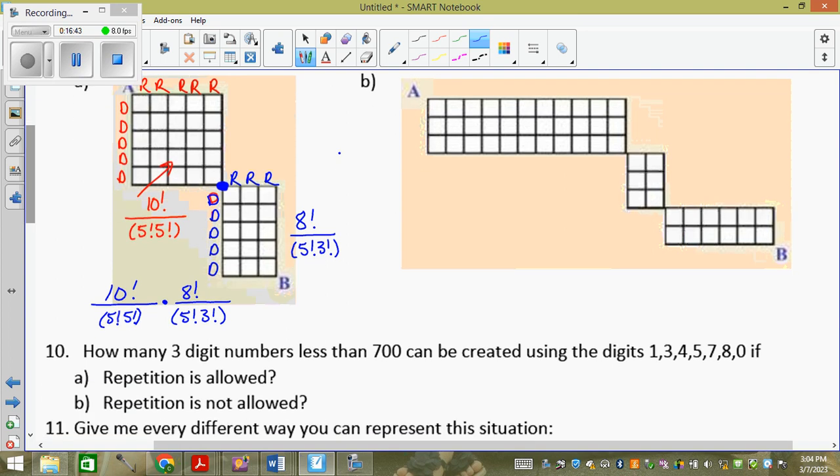This one we'd have to do 3 of them. So we'd have D, D, D, and then 11 R's. So that's 14 letters, so 14 factorial divided by 3 factorial for the D's and 11 factorial for the R's. And then I would multiply it by this one.